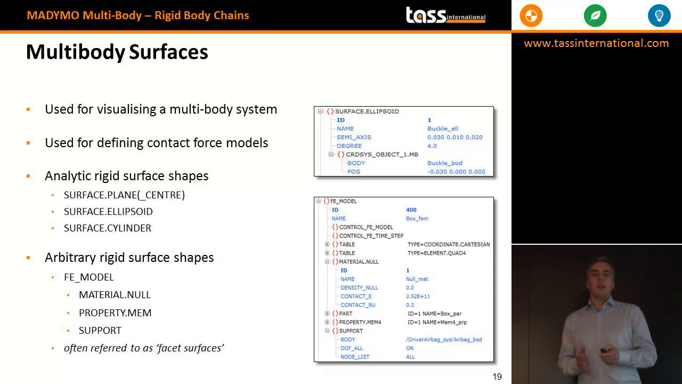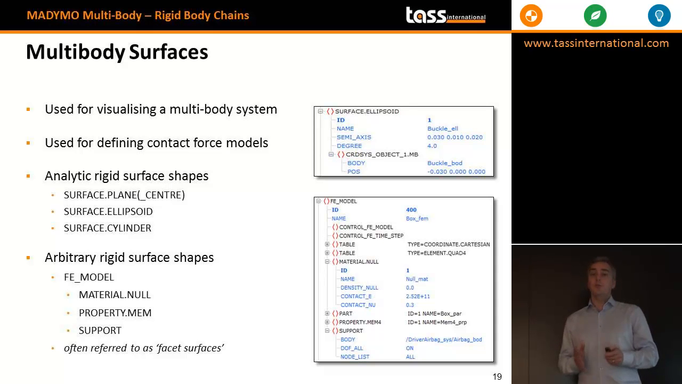Now, in MADYMO, you can do this basically in 2 ways. You can do this with simple analytic surfaces. We have surface.plane, surface.ellipsoid, and surface.cylinder for that. And you can do that with arbitrary rigid surface shapes. These are basically finite element surface meshes that you can fully support to 1 or more MADYMO bodies.